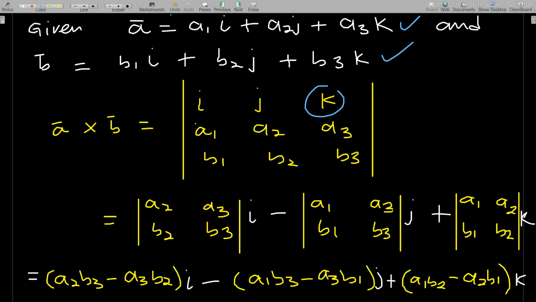Then you know how to find the determinant of a 2 by 2 matrix: this side multiplied, minus this side multiplied. I hope you get this. So that is what I have here, i, then this j, then I have this one as well, which is k.